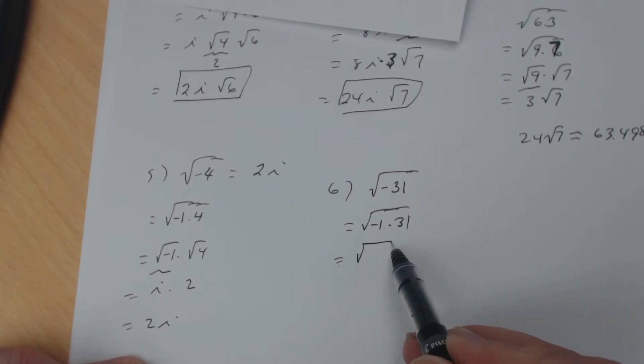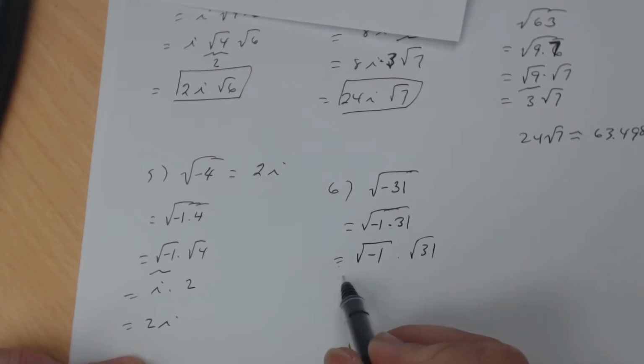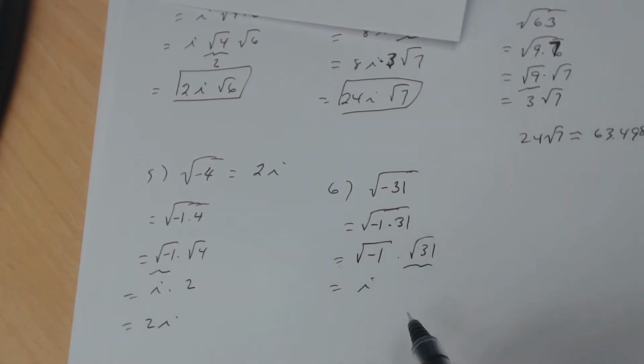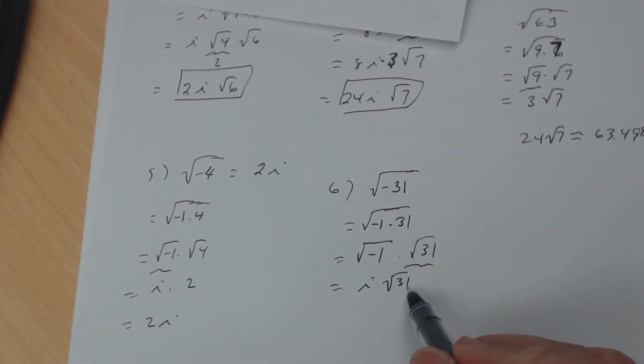And I'm rewriting it as a product of two radicals. So that's the square root of negative 1 times the square root of 31. The square root of negative 1 is i. For 31, I cannot simplify, because besides 1, there's no perfect square that goes into 31. All right, so that's what I get.